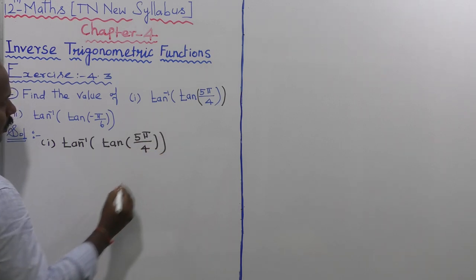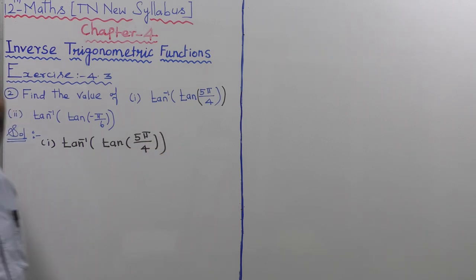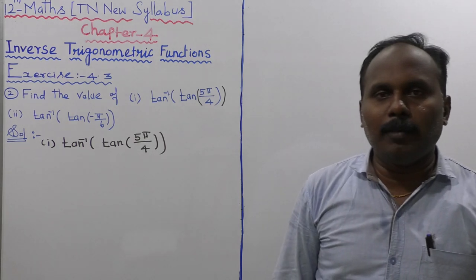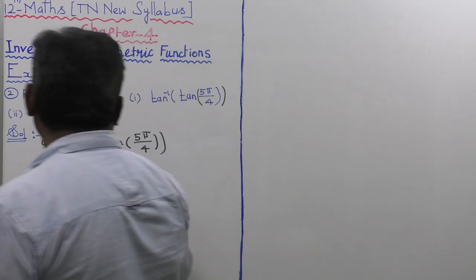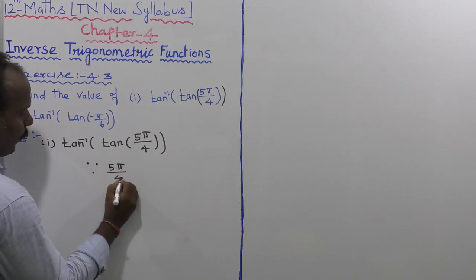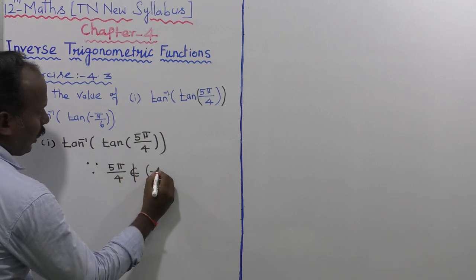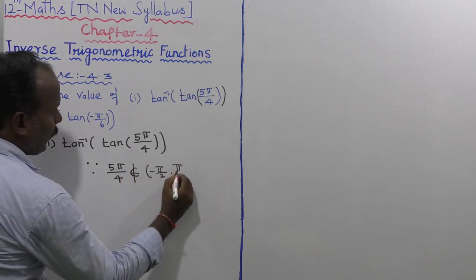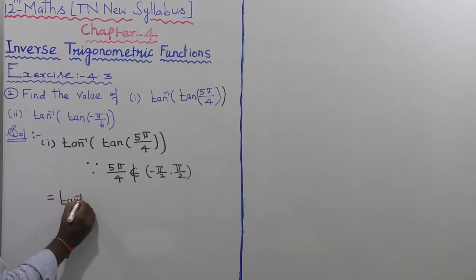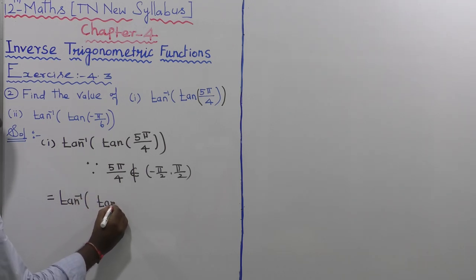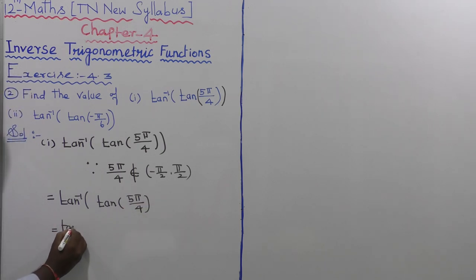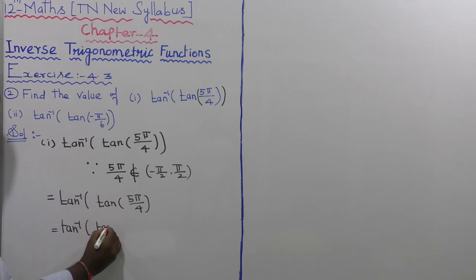pi by 4. We know that the range of tan inverse of x is the open interval minus pi by 2 to plus pi by 2. So pi by 4 does not belong to the range of values. So we can change this one. So it is equal to tan inverse of tan of 5 pi by 4. So that is equal to tan inverse of tan of 5 pi by 4.